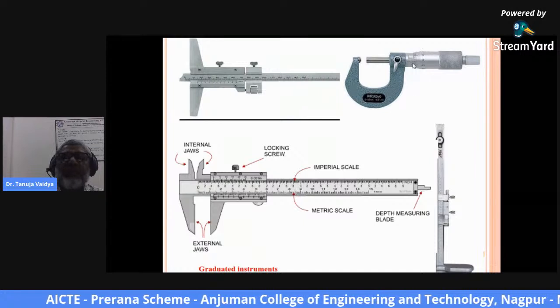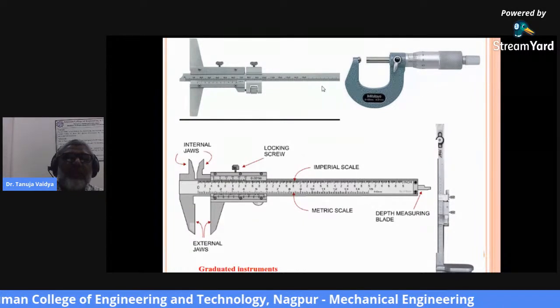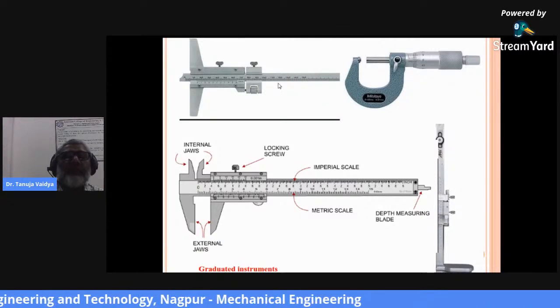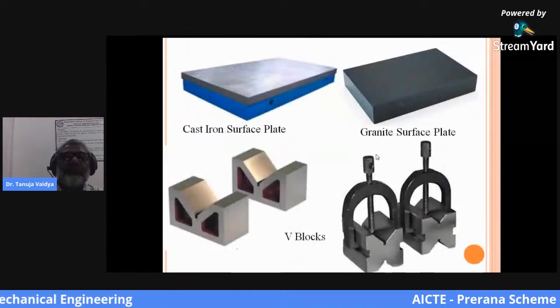Similar is the case here with the micrometer. It is showing some graduated marks on it. Similar is the case with the depth gauge and height gauge also.